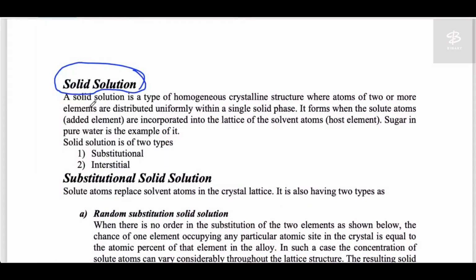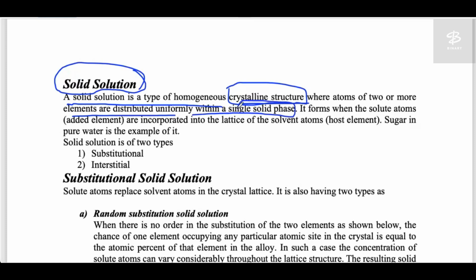Smartly. A solid solution is a type of homogeneous crystal structure. We have already discussed what a crystal structure is and what the types of crystal structures are. We have discussed the unit cell as well. The unit cell is very basic, and further, how many kinds of crystal structures there are. Here the atoms of two or more elements are distributed uniformly within a single solid phase.